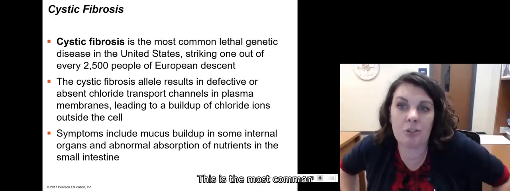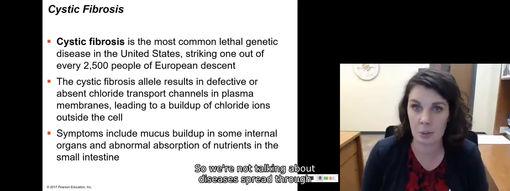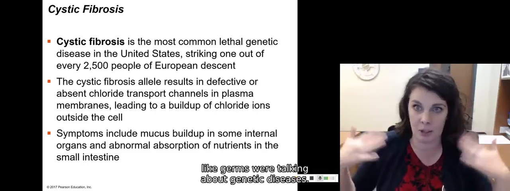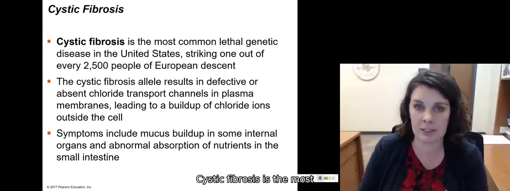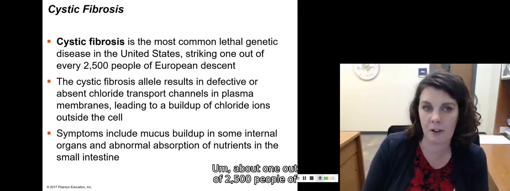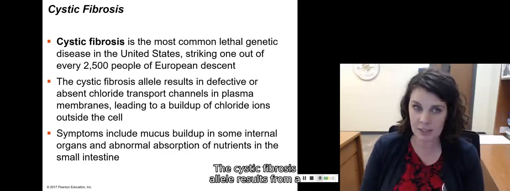Okay, cystic fibrosis. This is the most common lethal genetic disease in the United States. So we're not talking about diseases spread through germs, we're talking about genetic diseases. Cystic fibrosis is the most common lethal disease in the United States. About 1 out of 2,500 people of European descent develops this.